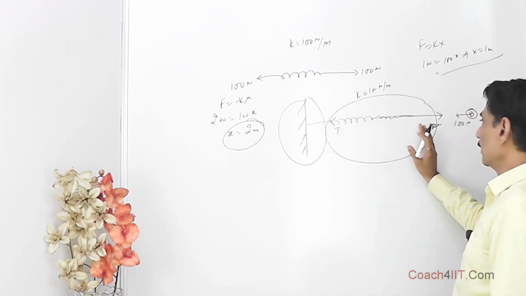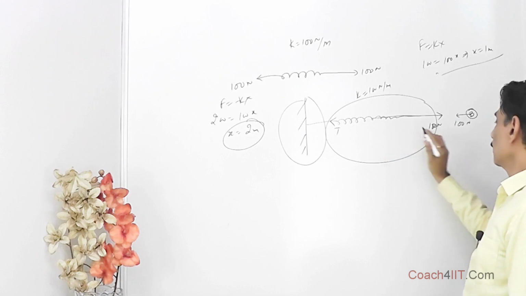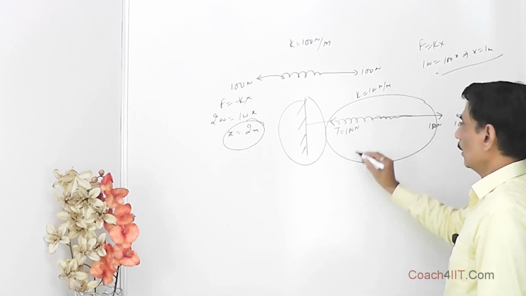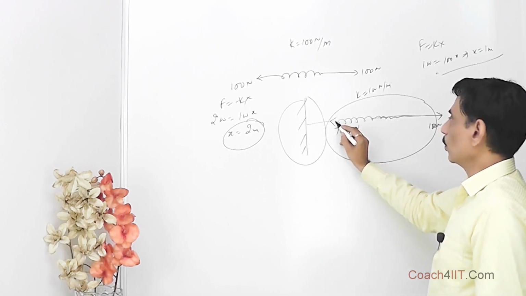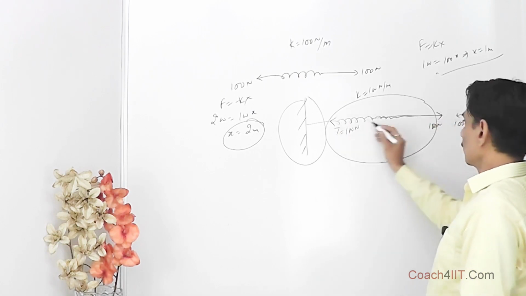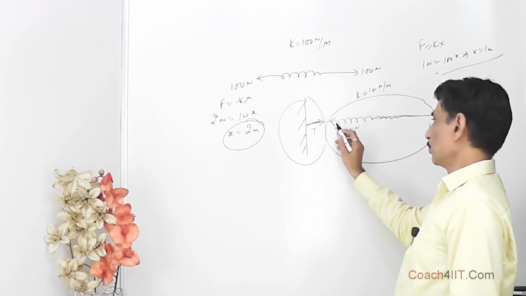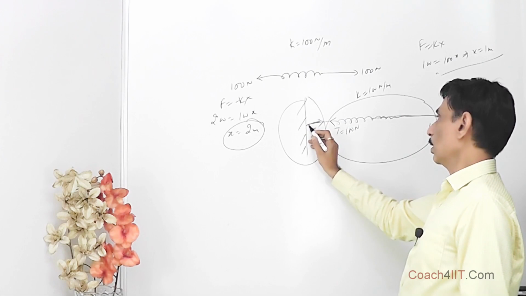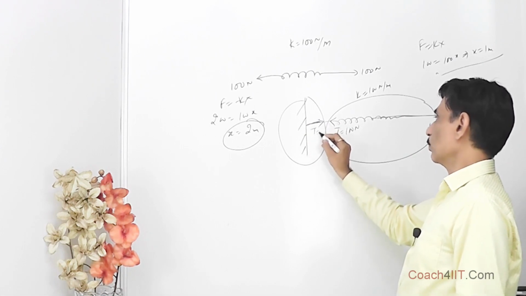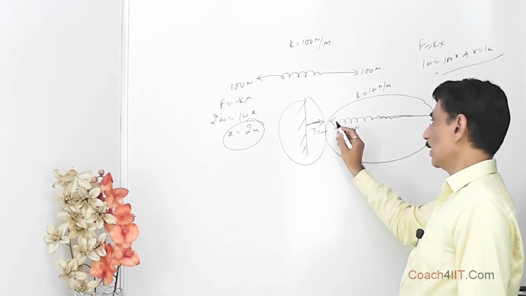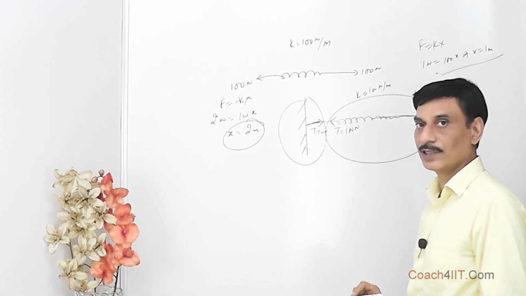If this is not accelerating, it means the net force is equal to 0. That is, 100 Newton is this way, so this has to be 100 Newton. And who is applying this force of 100 Newton on this? That is through this. This string is pulling this wall outwards with a force equal to 100 Newton. And to every action there is an equal and opposite reaction. So this in turn will experience a force of 100 Newton in this direction.